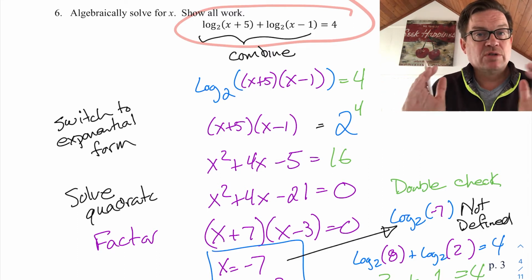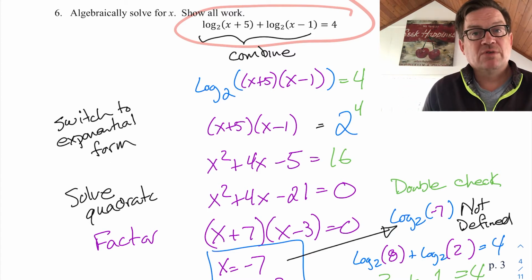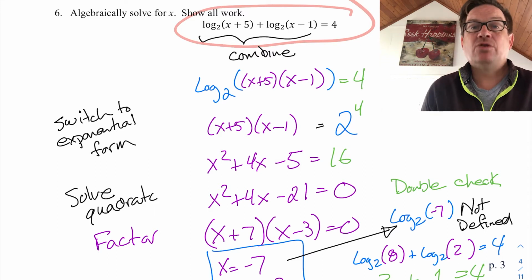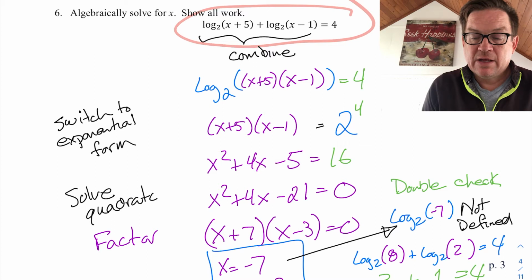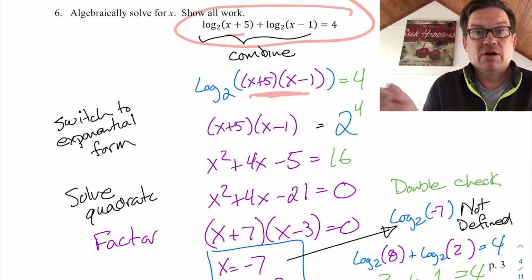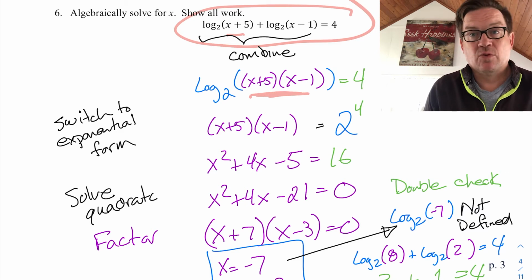So the first thing we have to do is combine those two logarithms into one logarithm using the rules for logarithms. If I add two logarithms, I can multiply what's inside them. So I combine the x plus 5 and the x minus 1 to get log base 2 of the product of those things equals 4.